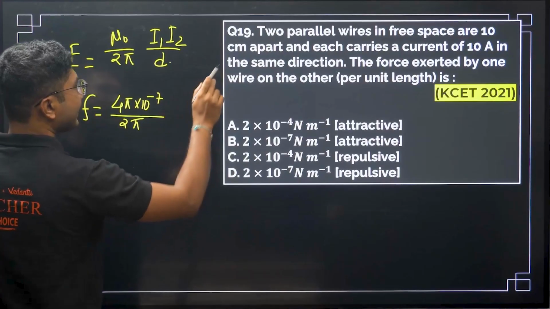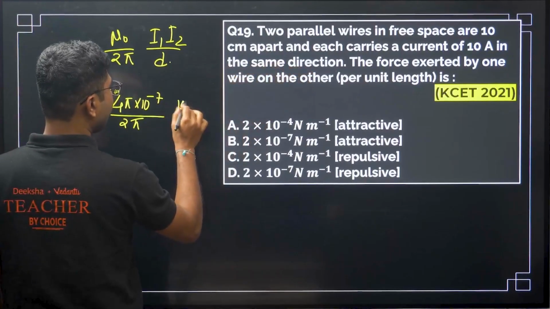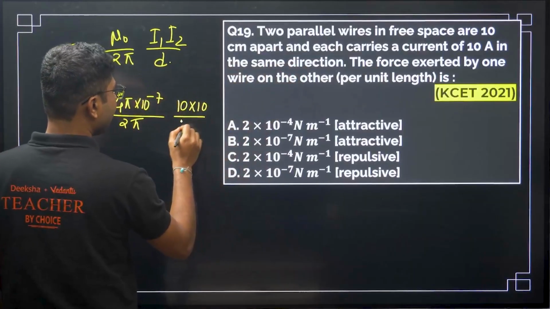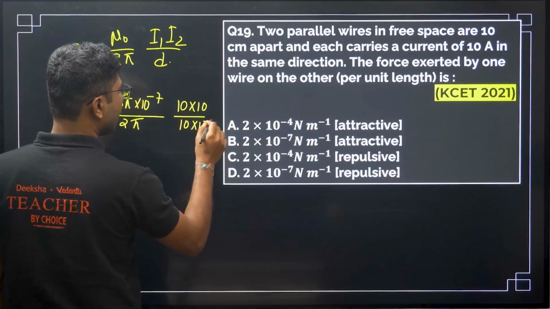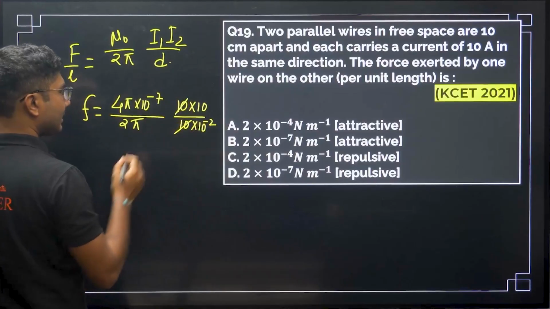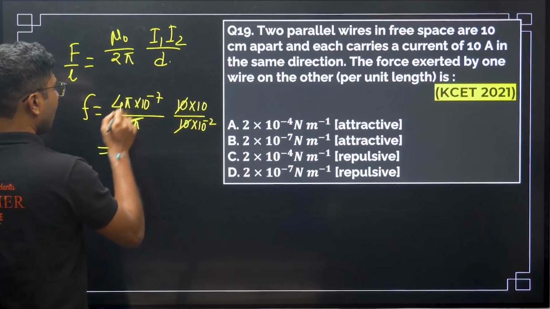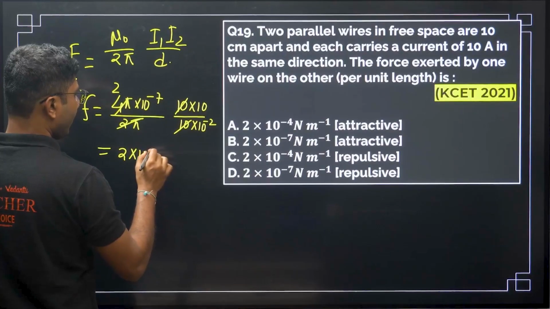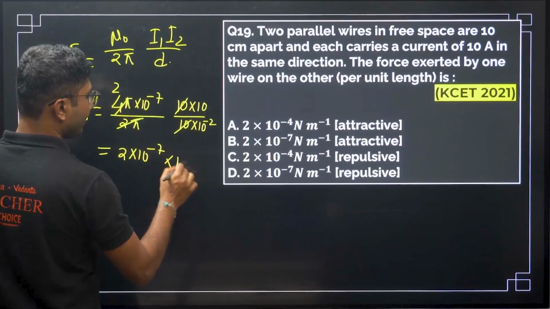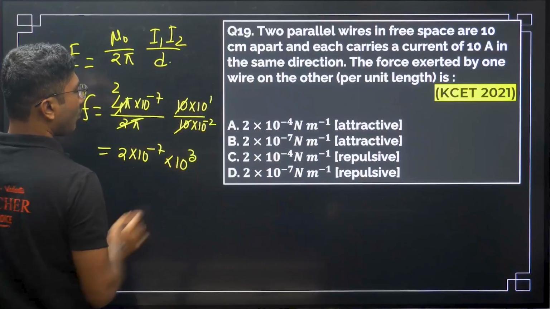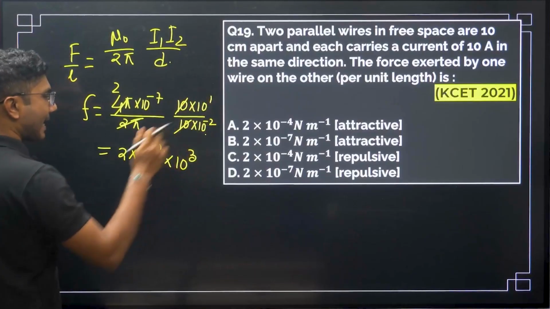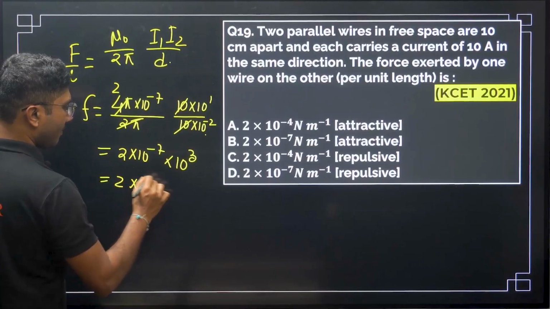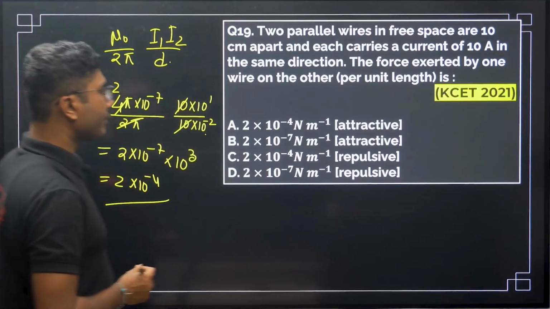Okay, now it is said that the current is 10 ampere each and the distance is 10 centimeter. Again, centimeter to meter conversion is compulsory. So 10 cancels and you get 2 into 10 to the power of minus 7 into 10 to the power of 3. Here we have 1, this goes up, gets added, so becomes 10 to the power of 3. So 2 into 10 to the power of minus 4.